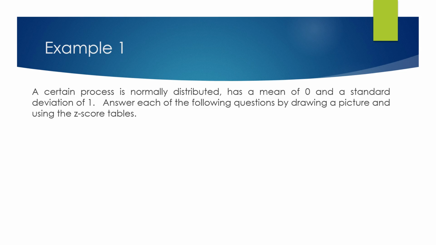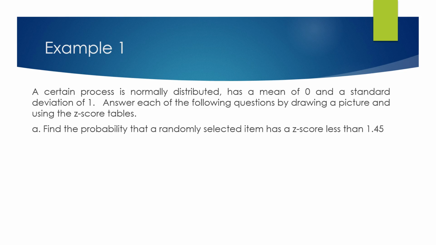So let's actually try an example. You will need the statistical tables with you. A certain process is normally distributed, has a mean of 0 and a standard deviation of 1. So this is the standard normal distribution. Answer each of the following questions by drawing a picture and using the z-score tables. Find the probability that a randomly selected item from this distribution has a z-score less than 1.45.